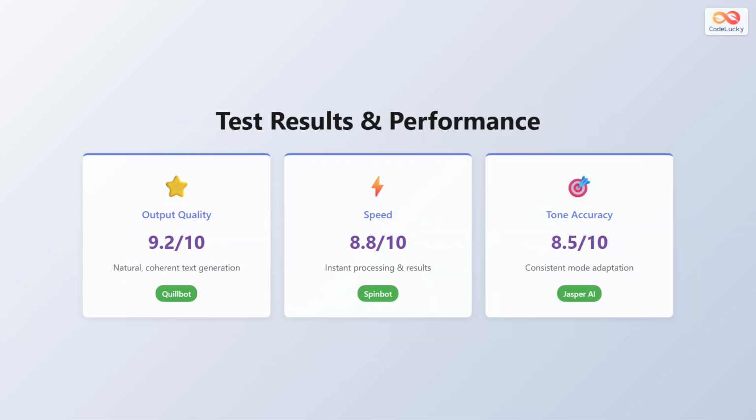Our testing revealed impressive results across different metrics. For output quality, we scored tools 9.2 out of 10, with Quillbot leading the way by producing natural and coherent text. For speed, we achieved 8.8 out of 10, with Spinbot being the clear winner in instant processing. For tone accuracy, we rated tools 8.5 out of 10, with Jasper AI excelling at consistent mode adaptation. These scores represent the average performance across all tested content types and scenarios.